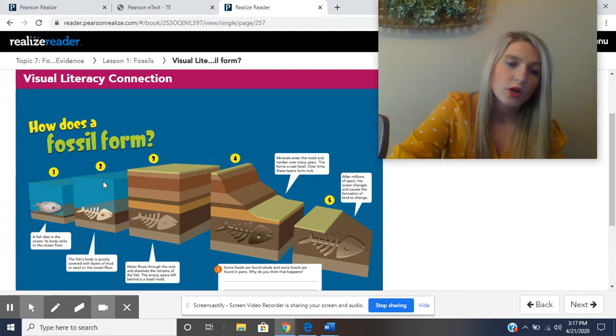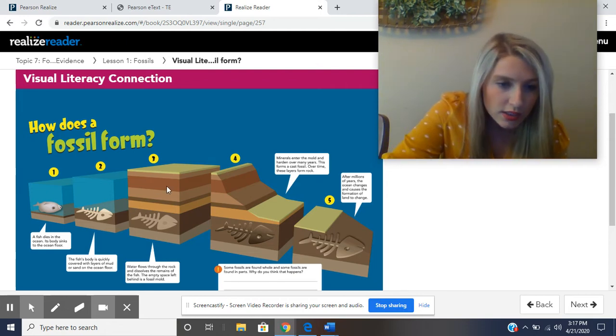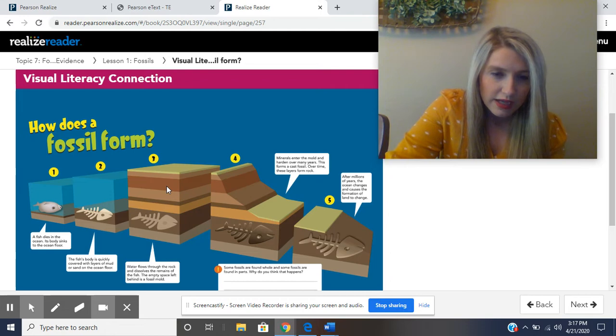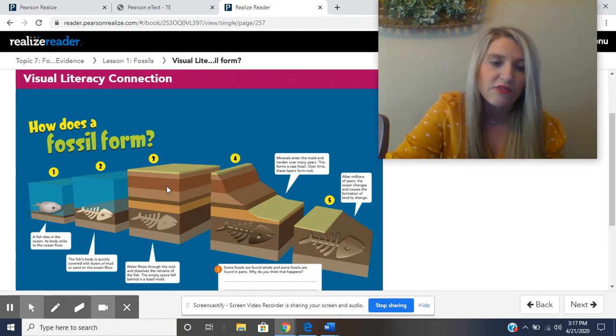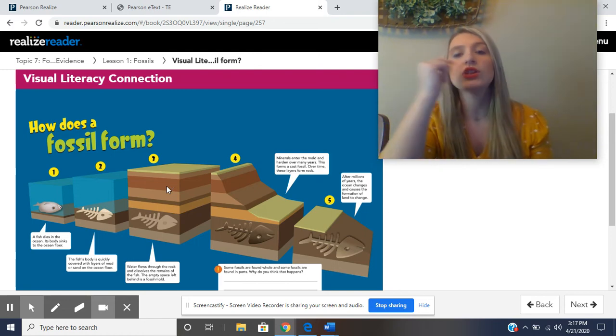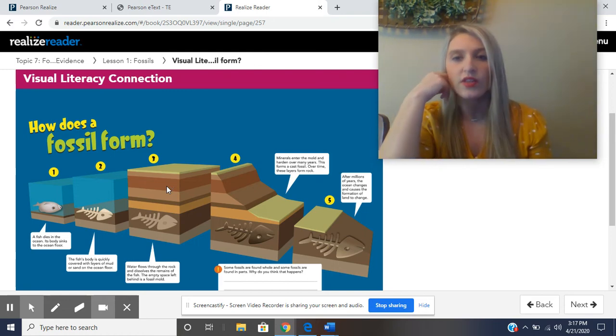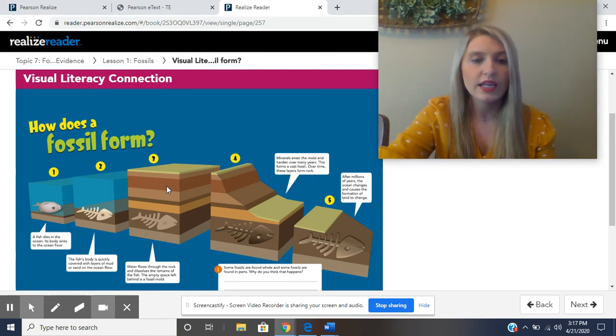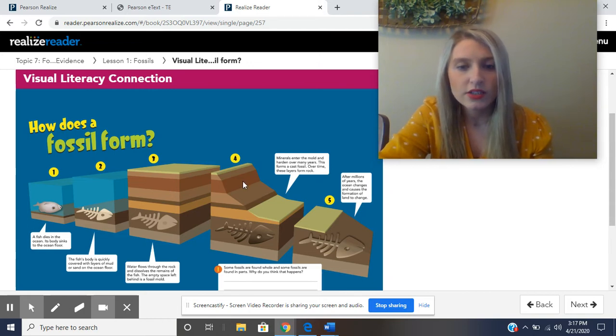And then number 3 says water flows to the rock and dissolves the remains of the fish. The empty space left behind is a fossil mold. So the mold we talked about looks like the animal, but it is not the actual animal. And then number 4 says materials enter the mold and harden over many years. This forms a cast fossil.